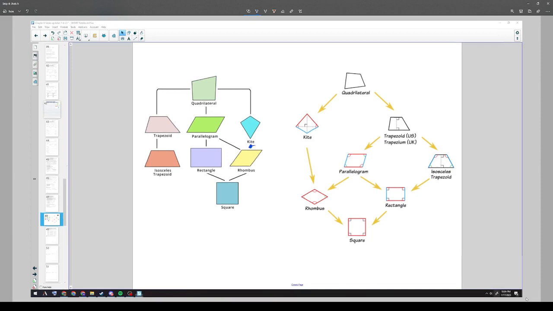Then say we have three separate branches. So we have the trapezoid branch, the kite branch, and the parallelogram branch. Now, a lot of times they define shapes this way. In fact, our textbook does, where it says a trapezoid has exactly one pair of parallel sides, and where a kite has two distinct pairs of congruent consecutive sides.